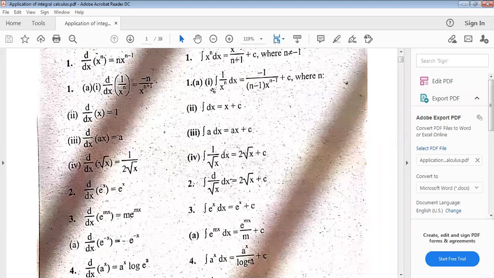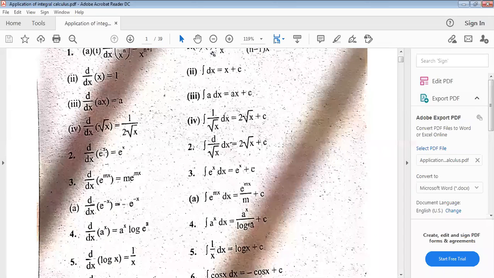Now the differentiation of square root of x will be 1 by twice root x, but the integration of 1 by root x will be 2 root x. That's just the opposite of this. Similarly, the differentiation of e to the power x will be e to the power x, and the integration of e to the power x will also be e to the power x.